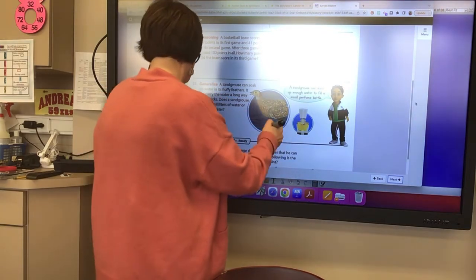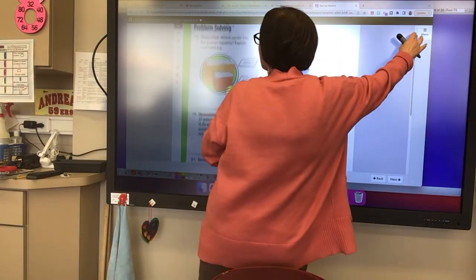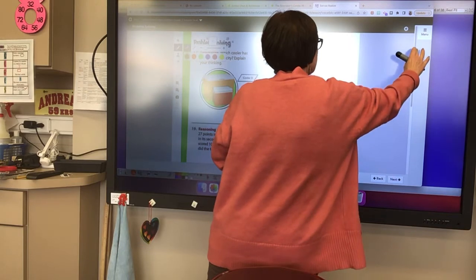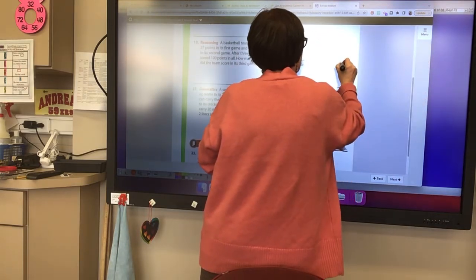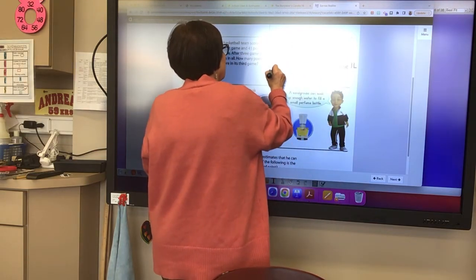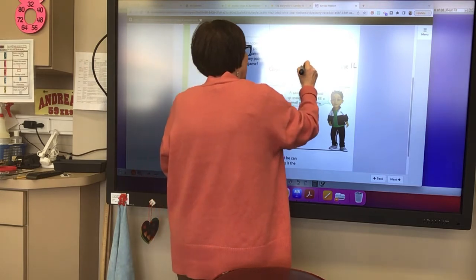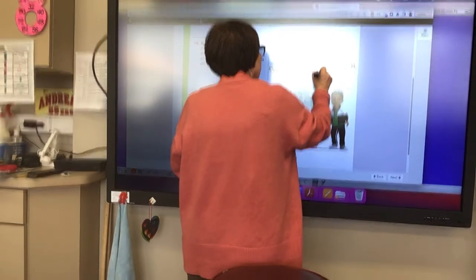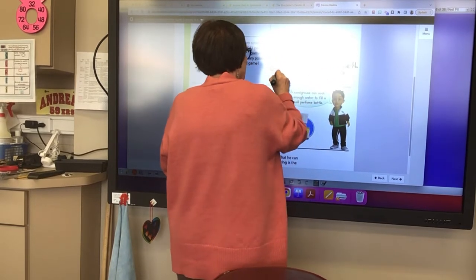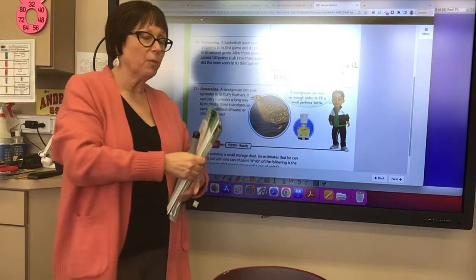So let's say that. We'll say the 1 liter container because it is bigger. It is the appropriate tool for the job. We have to use the appropriate tool.